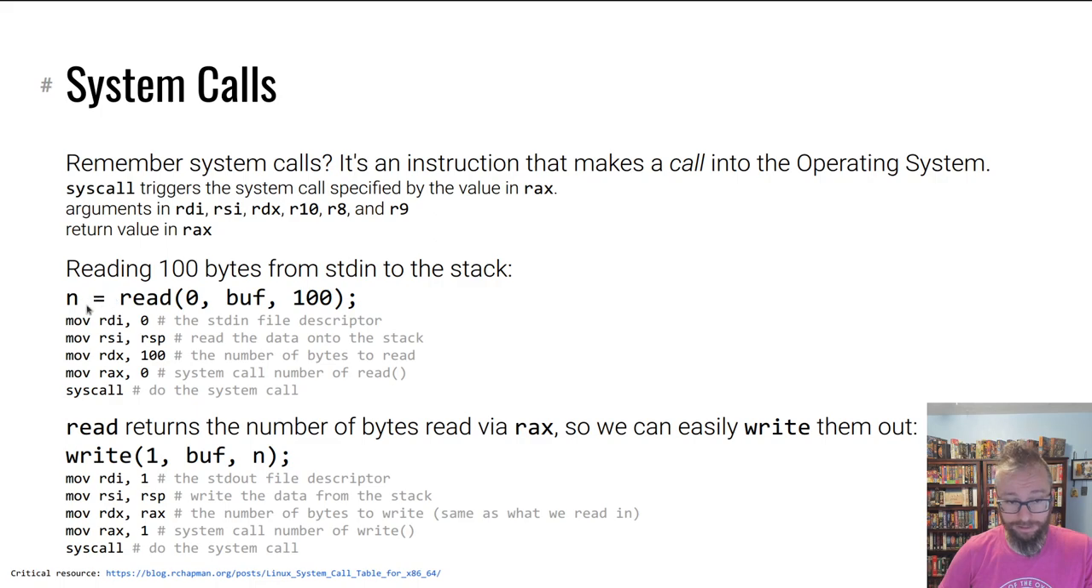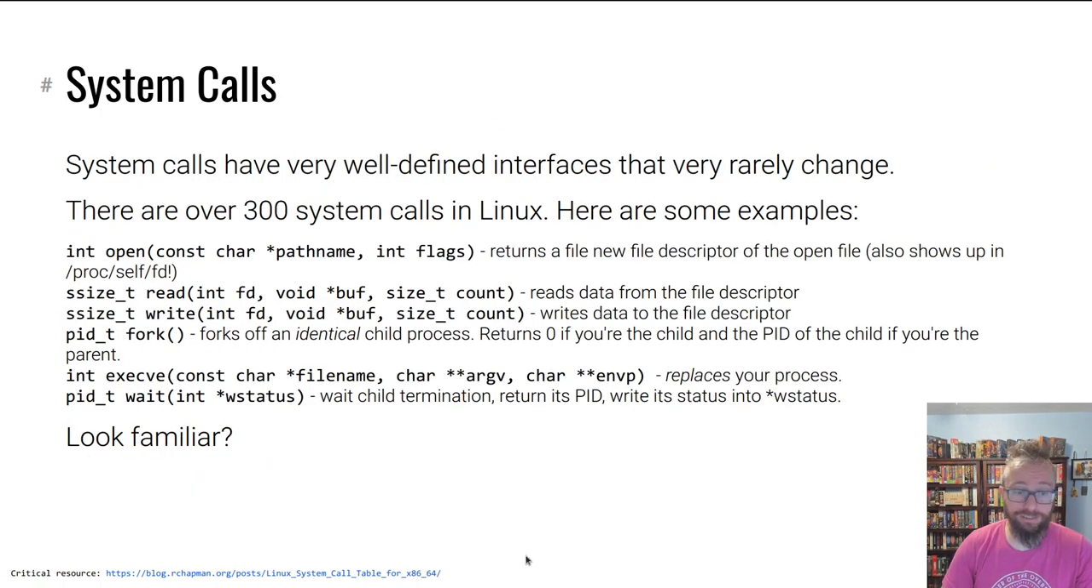RAX, again, is the return value of read, how many bytes were actually read, and then you set the syscall number to write and trigger a syscall. Boom, read, write, two system calls.